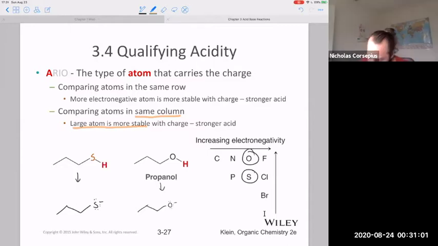Okay, so in this case, it would be the thiol that's the stronger acid, because sulfur is a larger atom, more stable, holding that -1 formal charge. All right, so when they're in the same row, you compare electronegativity. When they're in the same column, you compare size. The larger one is more stable, i.e. the stronger acid. More stable conjugate base, i.e. the stronger acid.